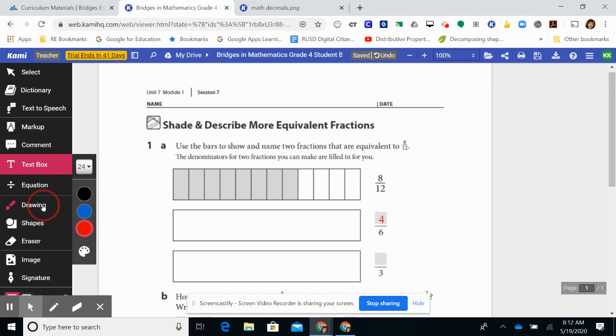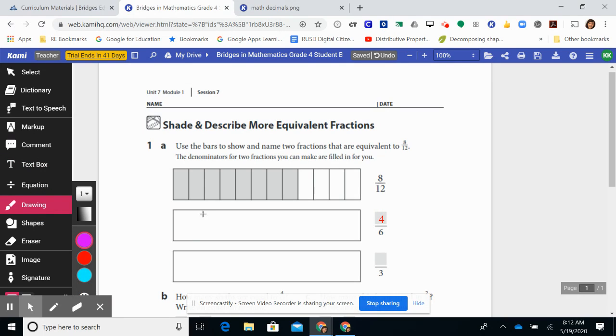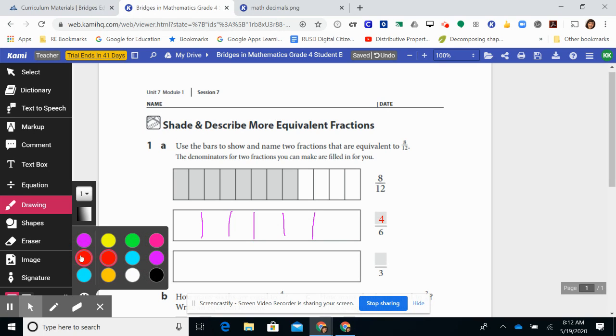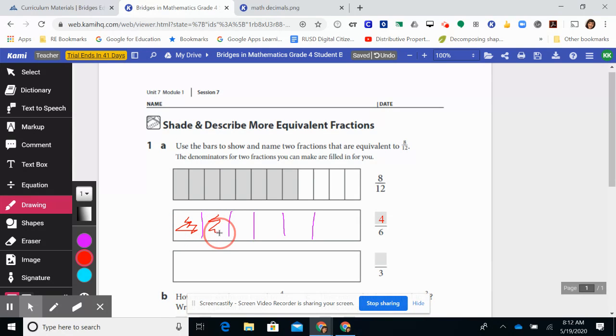So I'm going to use my drawing tool, and I'm going to separate this box out into 6. 1, 2, 3, 4, 5, 6. And then I'm going to color in 4 parts of that because it's 4 out of 6. So when you show your work today, you can just color in just like this. You don't have to fill it in if you don't want to.